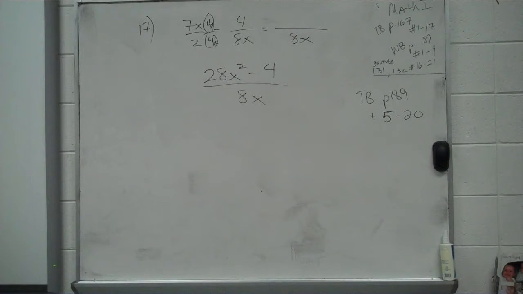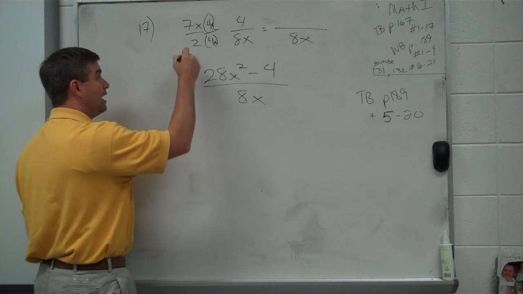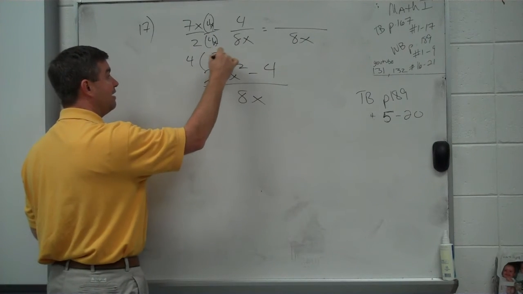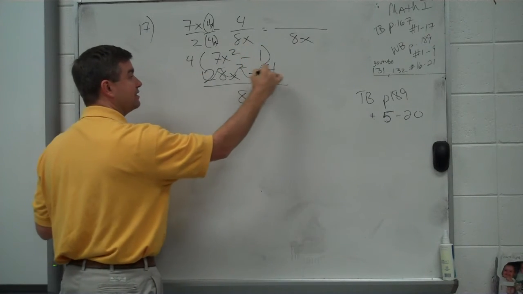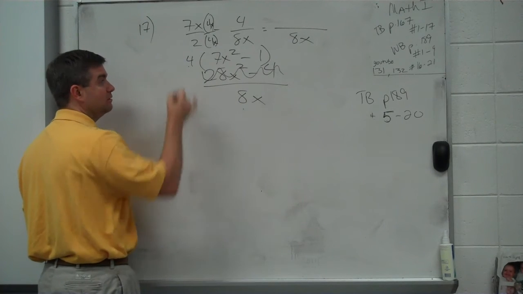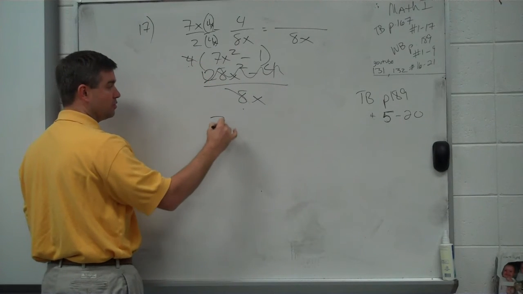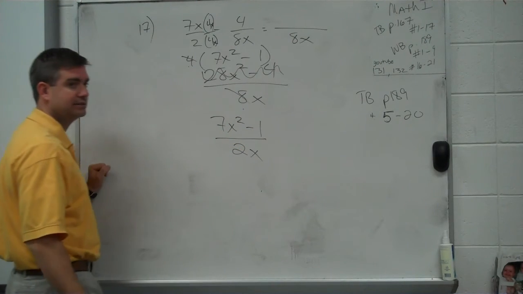However, at this point, now what can I do on the top? Not yet. GCF. I got to factor. And the way I factor is GCF. What is the GCF of 28x squared minus 4? 4. I can pull a 4 out, and I'm left with 7x squared minus 1. Right? That's what that factors into. Will 4 and 8 cancel? Yes, because they're both monomials, so my answer is 7x squared minus 1 over 2x.